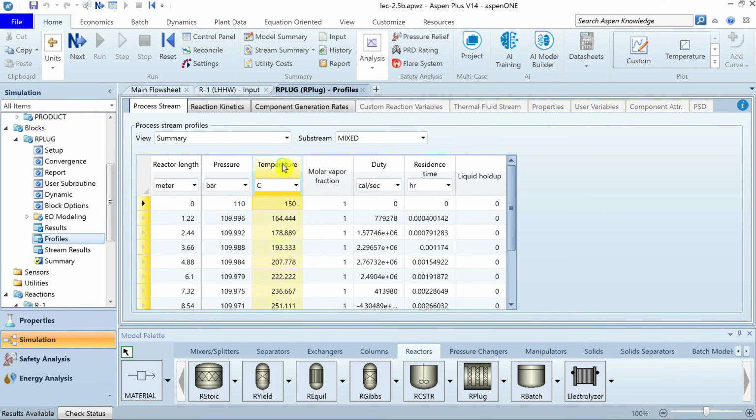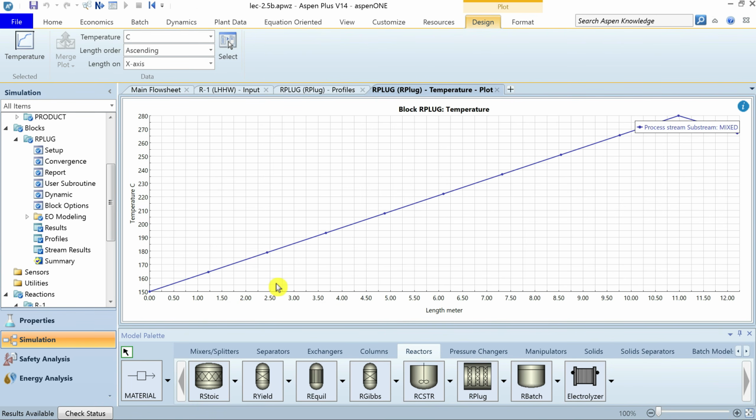Let's see how temperature is changing along the length of the reactor. So the temperature almost linearly grows to a maximum of 280 degrees Celsius that is specified. So while specifying the temperature profile in the reactor, Aspen Plus assumes a linear interpolation between the specified values and performs the reaction and heat transfer calculations.